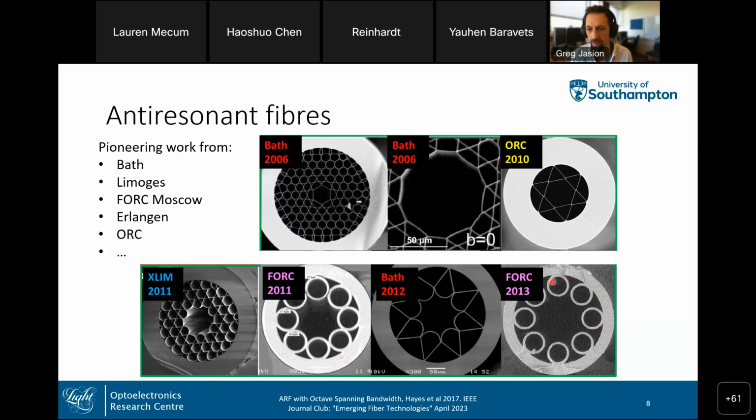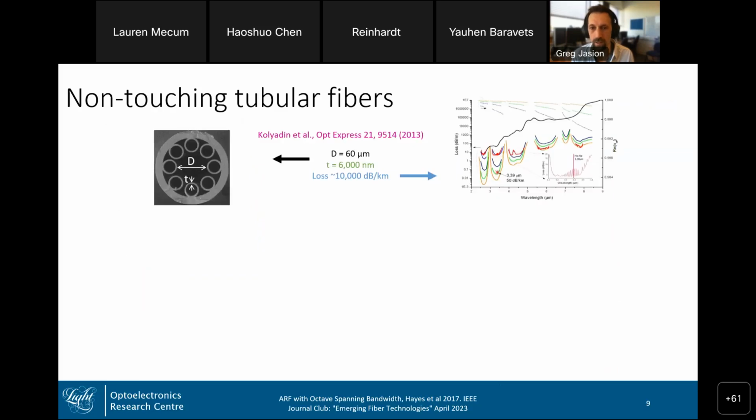This meant that you have a nice purity of anti-resonant thicknesses, which gave a very clean transmission bandwidth. So these non-touching tubular fibers are really now the new generation of anti-resonant fibers. That thickness gives the confinement, which means we get a nice clean transmission without lots of resonances breaking up that transmission window, and it can be extremely broad. So this is that first result from 2013.